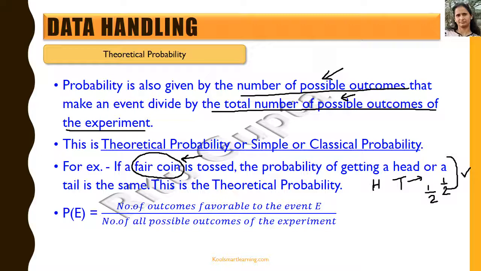PE is equal to the number of outcomes favorable to the event E, because the event E in this case we have defined, say for example, as getting a head. So the number of outcomes favorable to that event will be 1. The number of all the possible outcomes of the experiment is 2. So the probability of getting a head becomes 1 by 2.